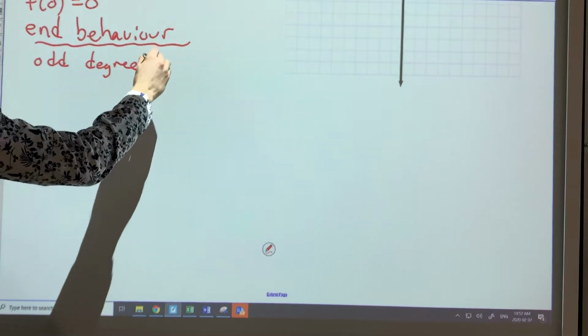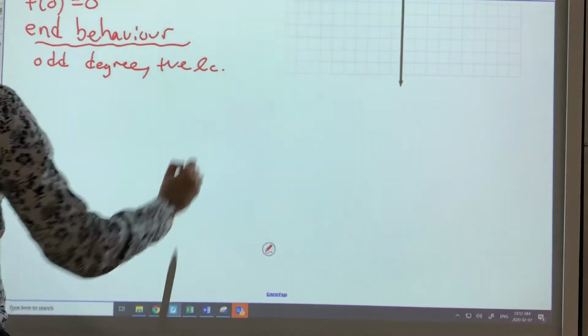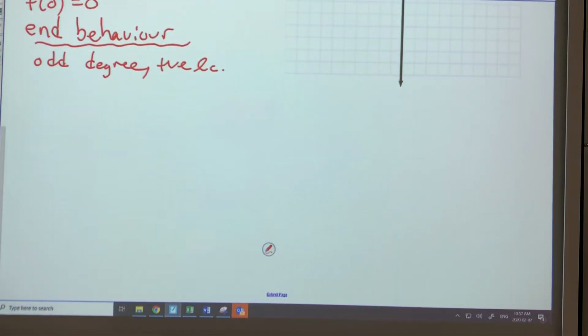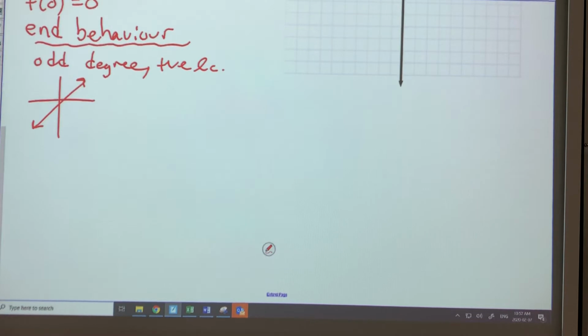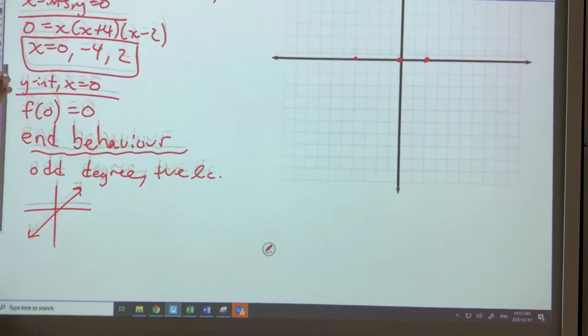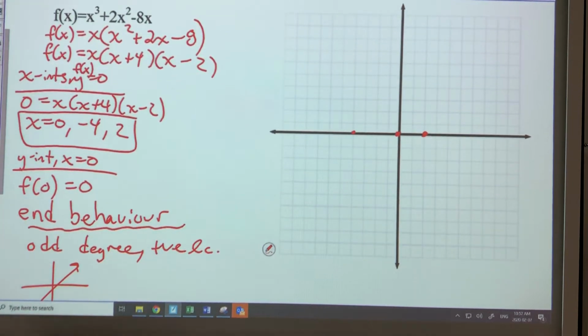Odd degree with a positive leading coefficient. So that'll be like a line. Now, if it's a positive coefficient, your end behavior will be something like this, like a positively sloped line. Do we agree? Yeah. So we're going to start down in quadrant 3, and then we need to end in quadrant 4. So you just need to keep that in mind for when you're sketching.